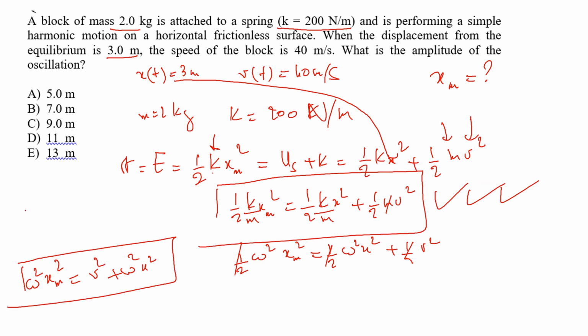Yeah. And you know what is omega. Omega is just square root of k divided by m. I know k, I know m. So if I know one of them, I can get the second one. If I get two of them, I can get the third one. Here I know v and I know x. I know omega, k divided by m. So I know what is x max.